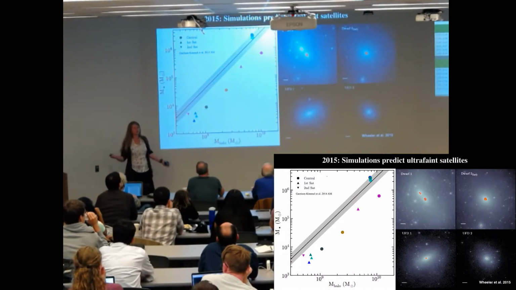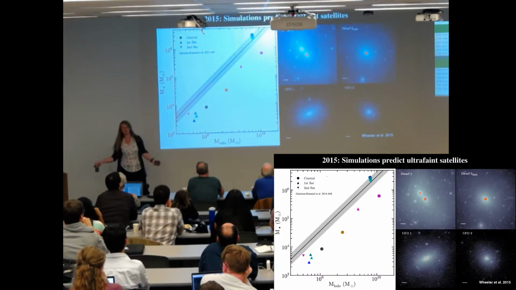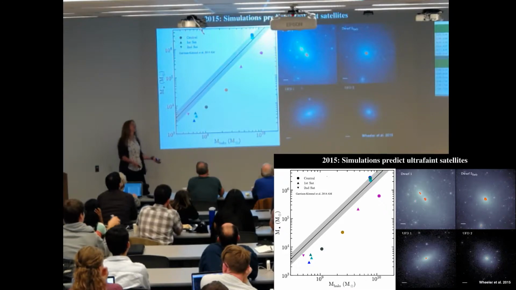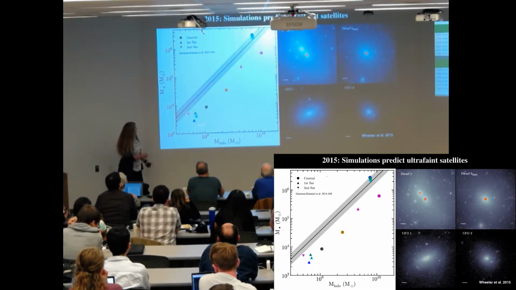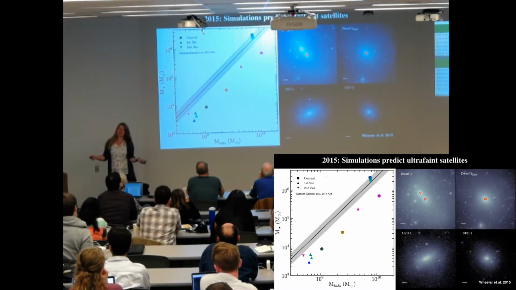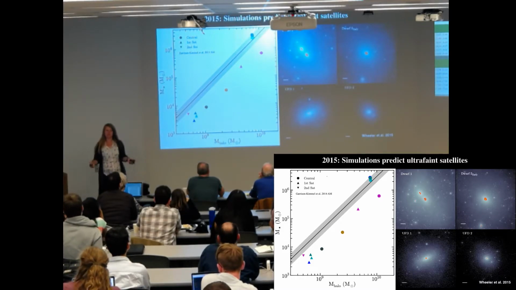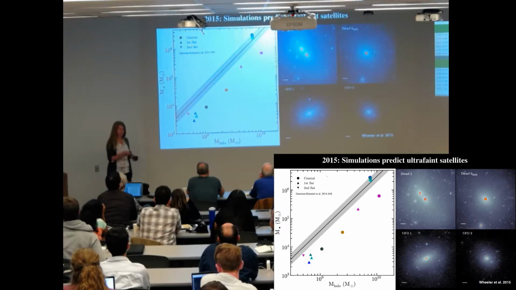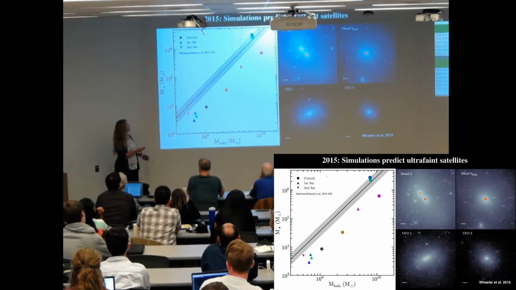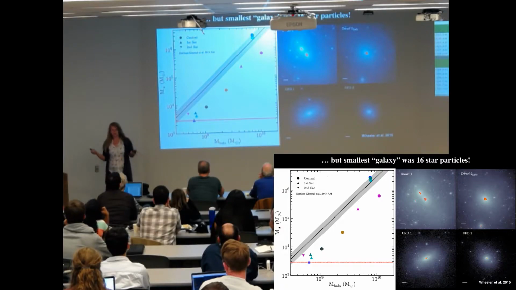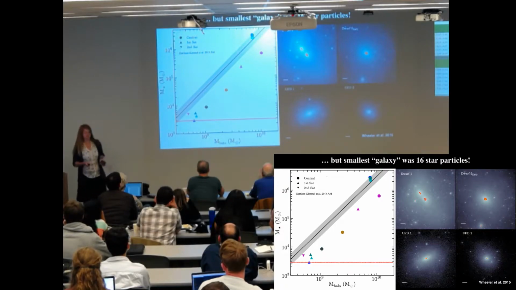Okay, so part of why I cared about this is that in 2015, I used the original version of FIRE to make a prediction that ultra-faint galaxies should exist as satellites of isolated Local Group dwarf spheroidals. FIRE 1 had the exact same resolution as our standard dwarf resolution, so these galaxies, as cool as they were, ended up having as few as 16 star particles.